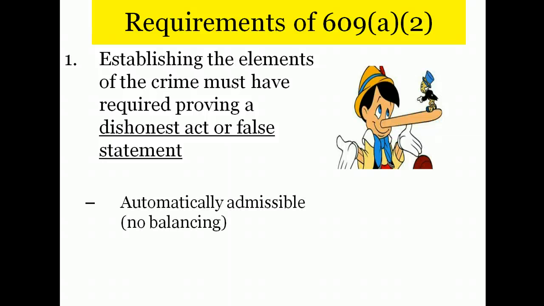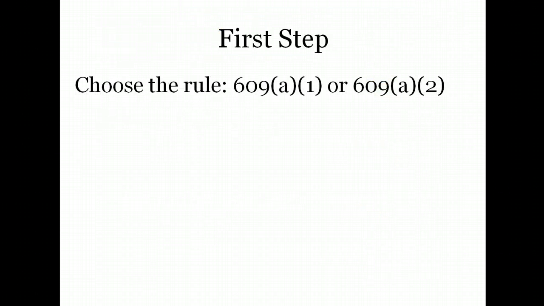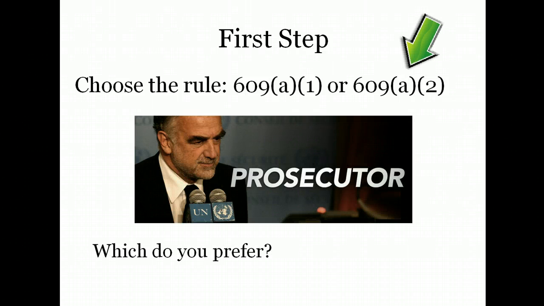The rule contains no balancing. A prior conviction that falls within 609A2 is automatically admissible, and the judge may not engage in any balancing. So the first step for the impeaching lawyer is to choose whether to use Rule 609A1 or 609A2. The impeaching lawyer always prefers 609A2 because the judge has no discretion to exclude. So we're going to start there.